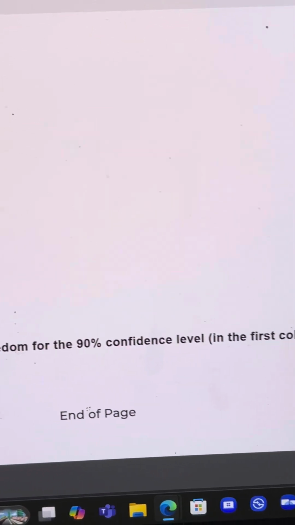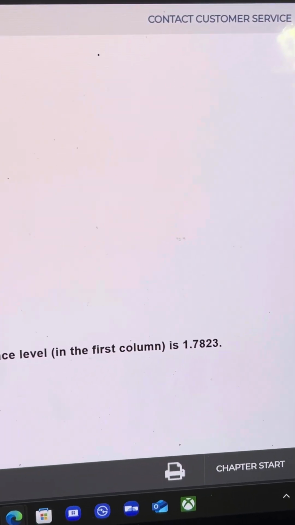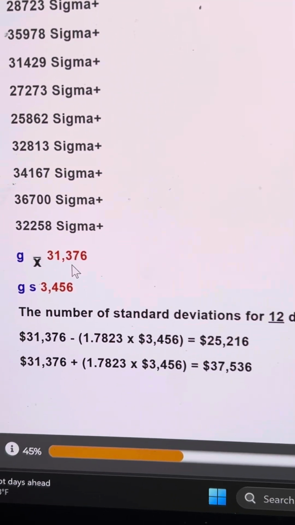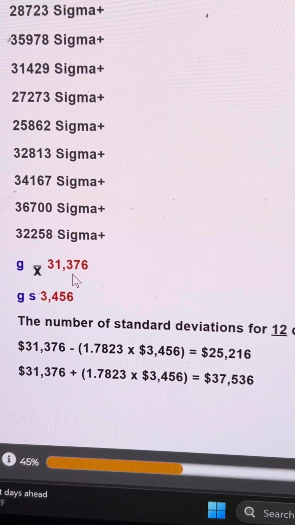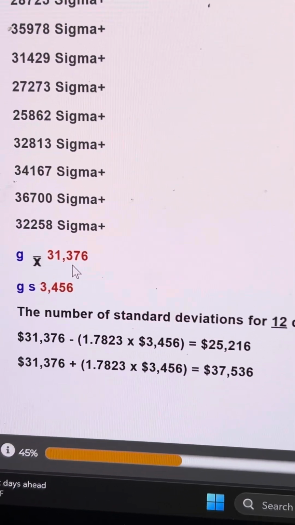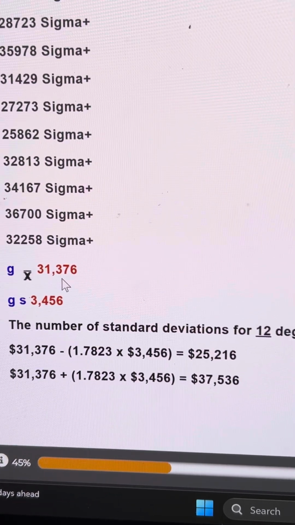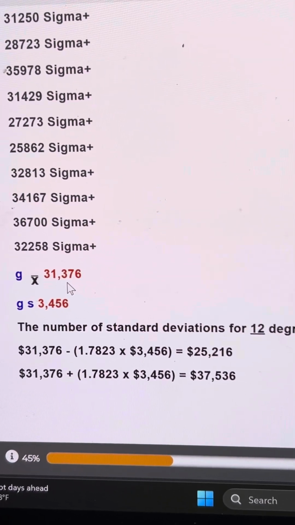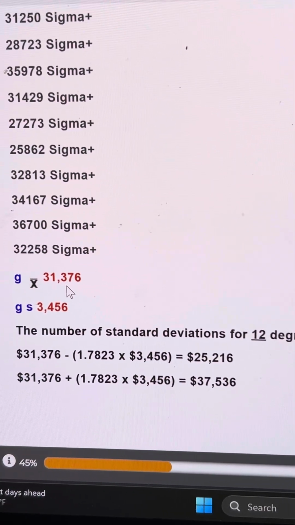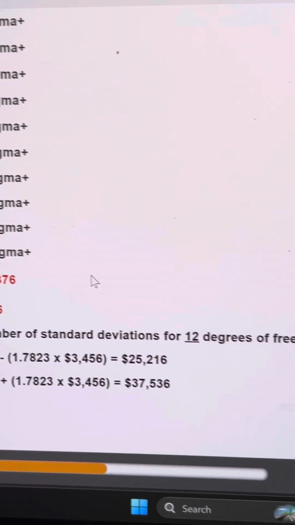For the 90% confidence level, the number in the first column is 1.7823. So then your final part is you take the 31,376 minus 1.7823 multiplied by $3,456 equals $25,216. And then you do the same but with a plus and it goes to $37,536. End of page.